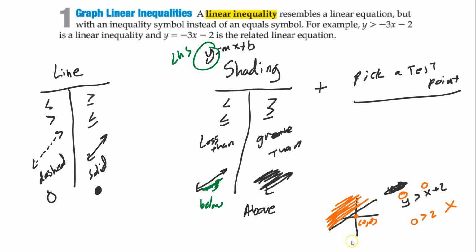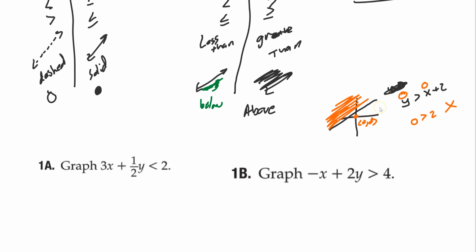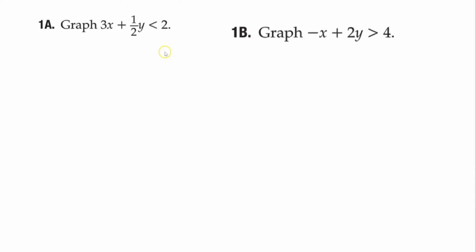So that's how you pick a test point. Pick a test point, plug it in. If it works, shade. If it doesn't work, shade the opposite side. So again, that way it always works. If it's in proper notation, you can use a shortcut: less than is below, greater than is above. But no matter what, picking a point always works. Other than that, that's something new. Everything else is just, let's do some examples.